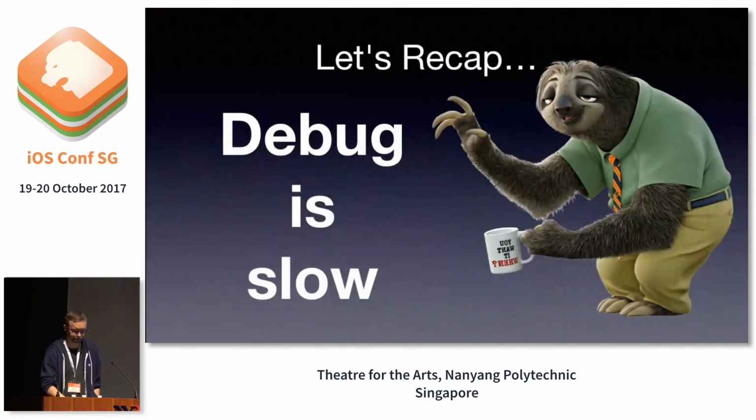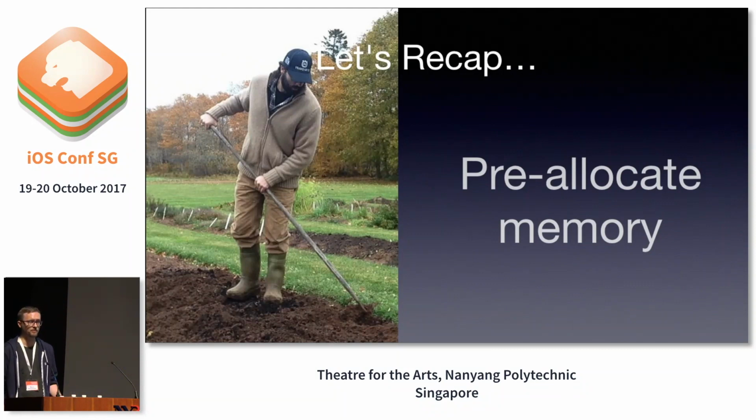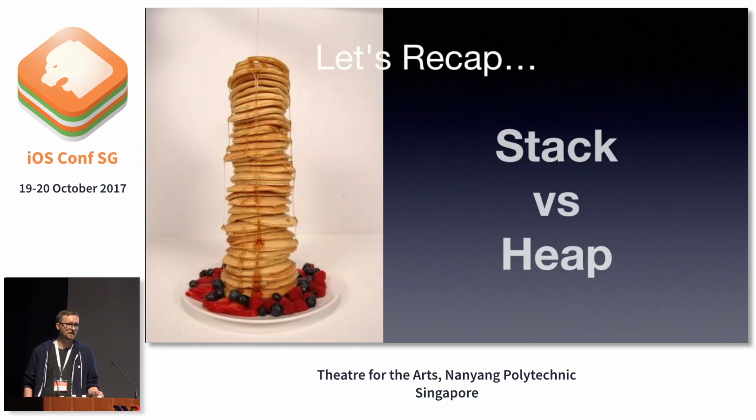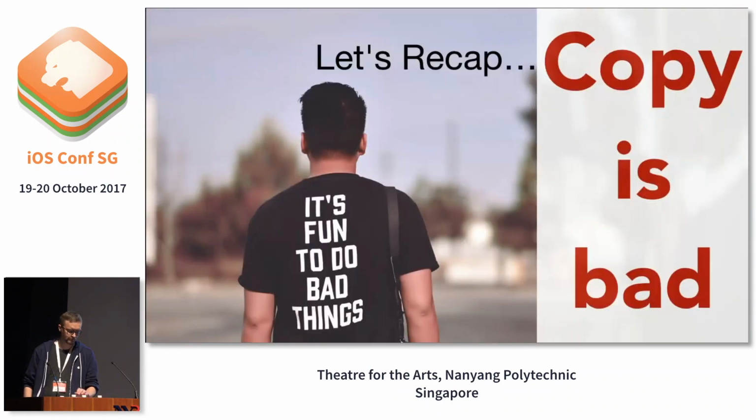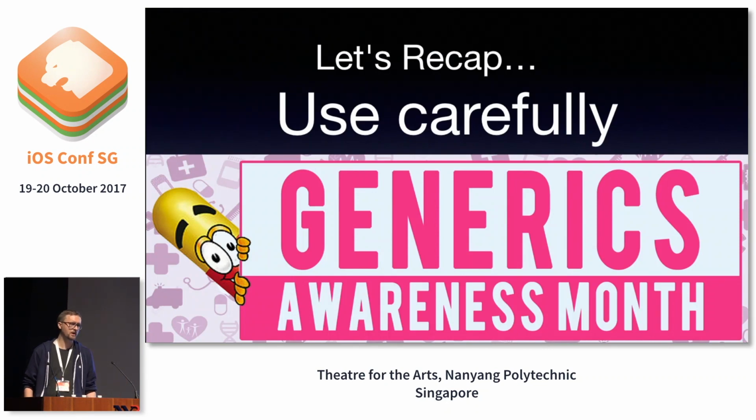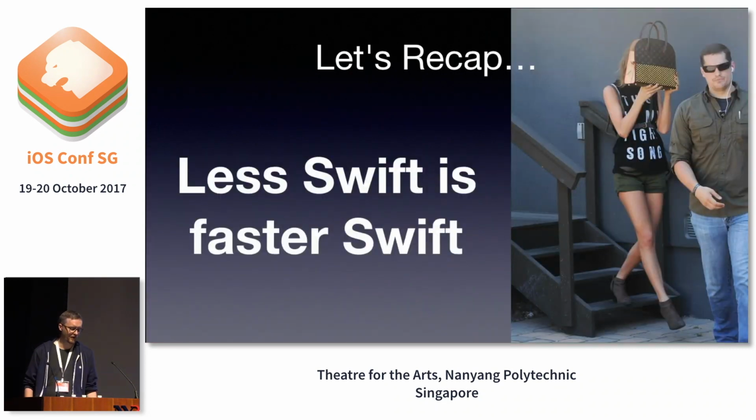Let's recap. Debug is slow. It's just very, very slow. You should not do any performance tests with the debug build. You can pre-allocate memory to avoid reallocation. Stack is fast, heap is cheap. Copy is bad. Any kind of memory copy is slow. And yeah, generics, that's fun, but use them carefully. And my favorite, less Swift is faster Swift.